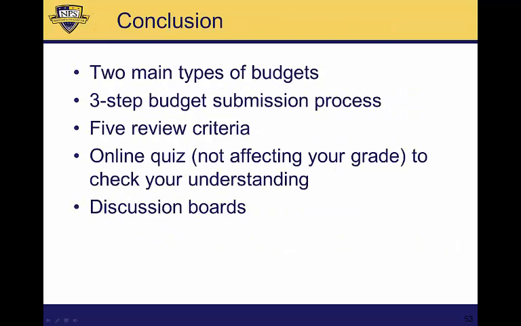All right, to conclude, we talked about the two main types of budgets, expense and investment types. We talked about the three-step budget submission process to the service, to OSD, and then to the president. We talked about the 5 review criteria and applied them to some real-world budgets.